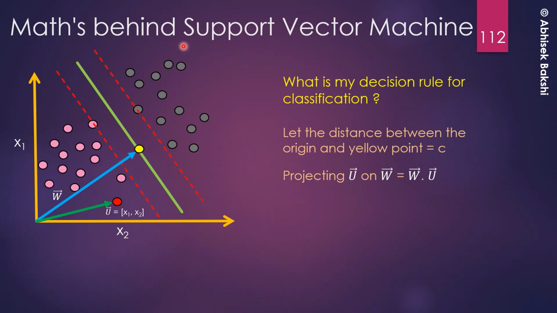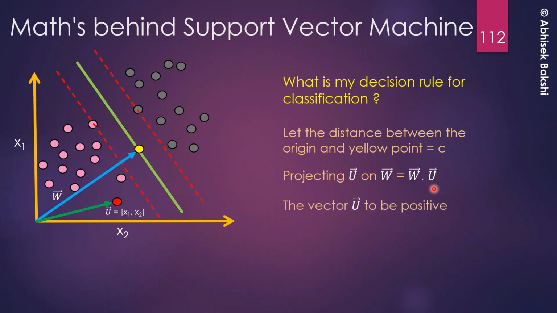Now I'm assuming that this side is positive and this side is negative. Okay, just assume for the time being. So you see, after projecting u on w, after doing this dot product, if the value that we get is greater than or equal to c, that means I am on the positive side, otherwise I am on the negative side.